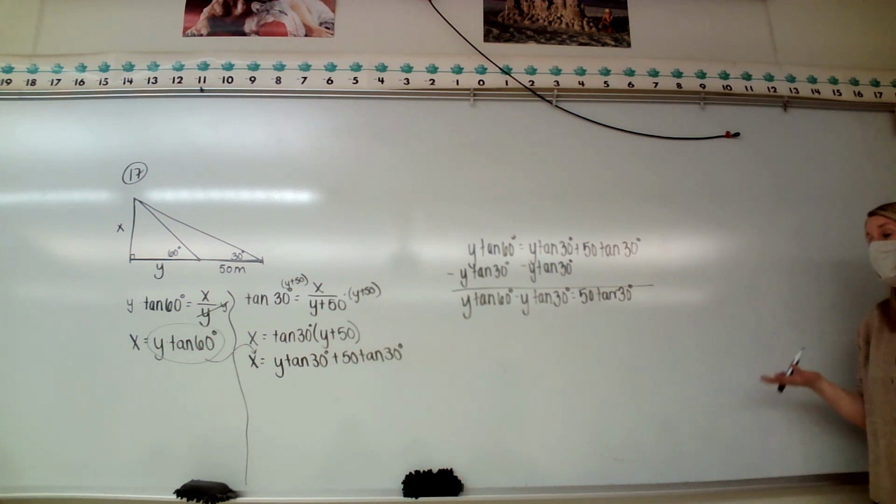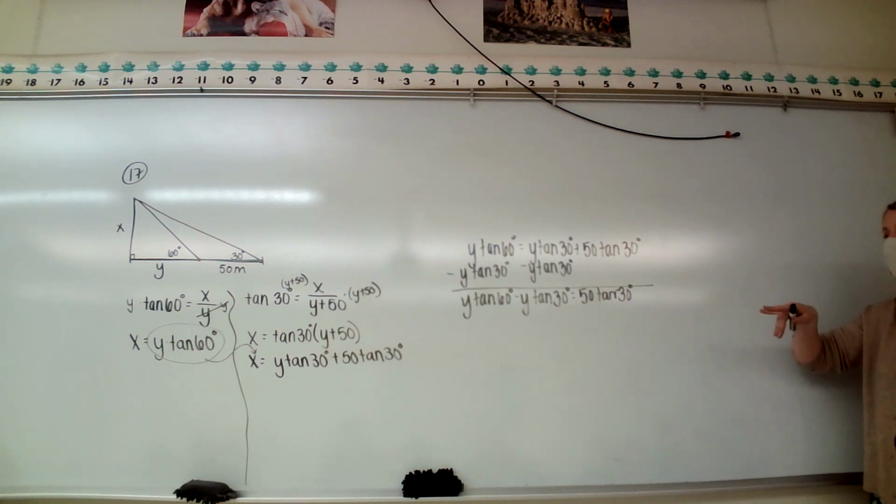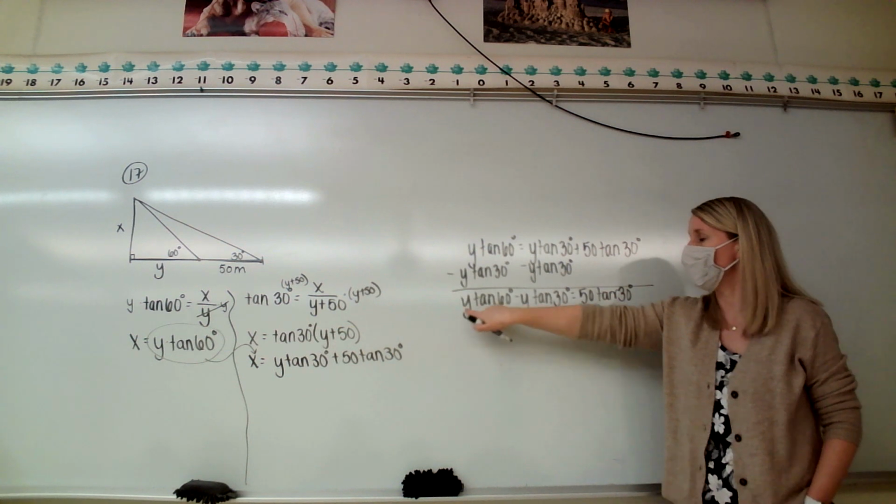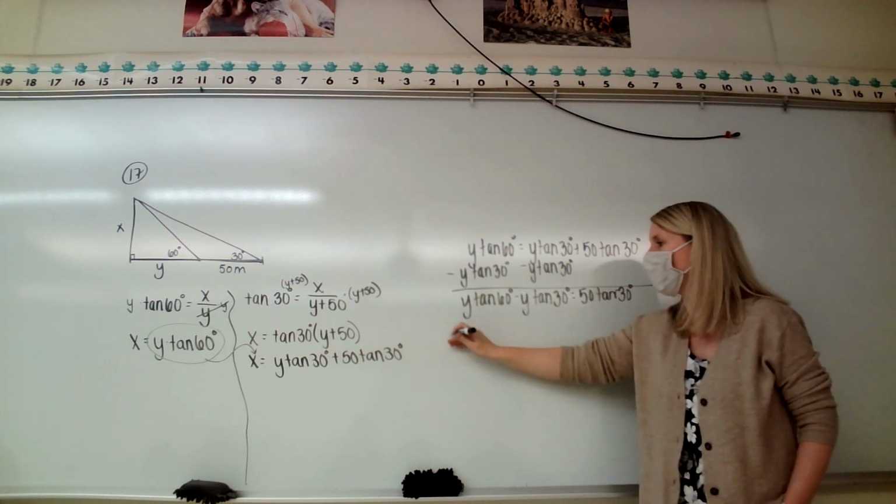The reason I did that: one, I want to solve for y, so we've got to get them together. Two, now that they're on the same side, this y is actually a GCF. They both have it in common. Since it's a greatest common factor, we can divide it out.